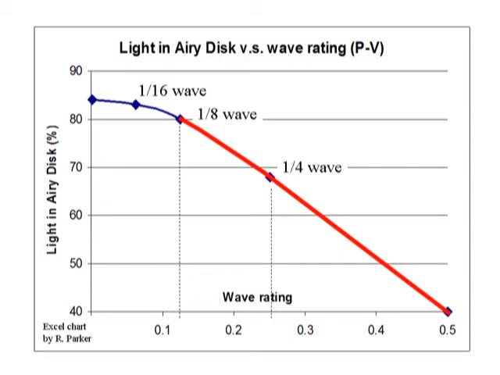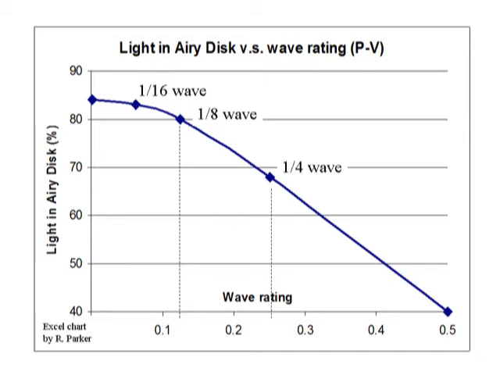But as soon as you get to 1/8 of a wave, then this curve starts to bend over, and you then start getting into what's called the area of diminishing returns. In other words, you don't get very much for an increasing improvement beyond 1/8 of a wave.